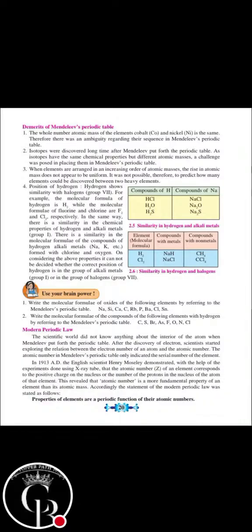We are at the third point of demerits of Mendeleev's periodic table. So we continue now. Position of hydrogen. Hydrogen shows similarity with halogens, Group 7.